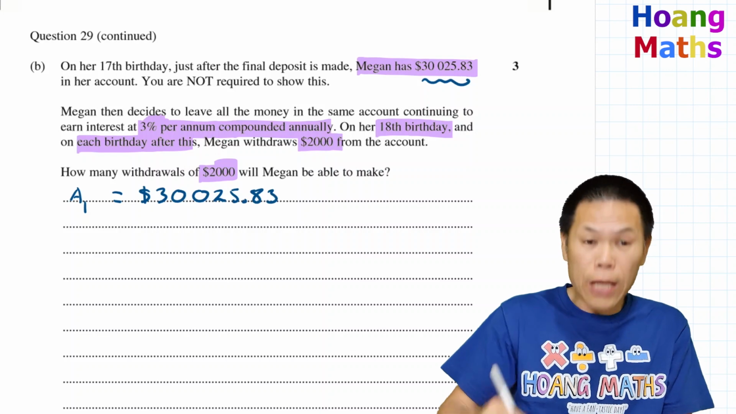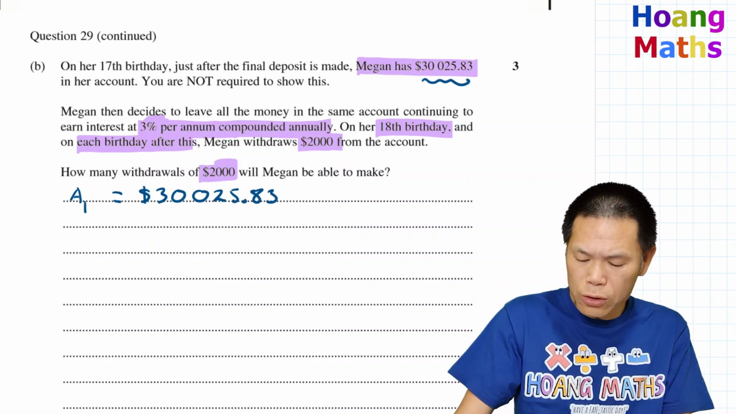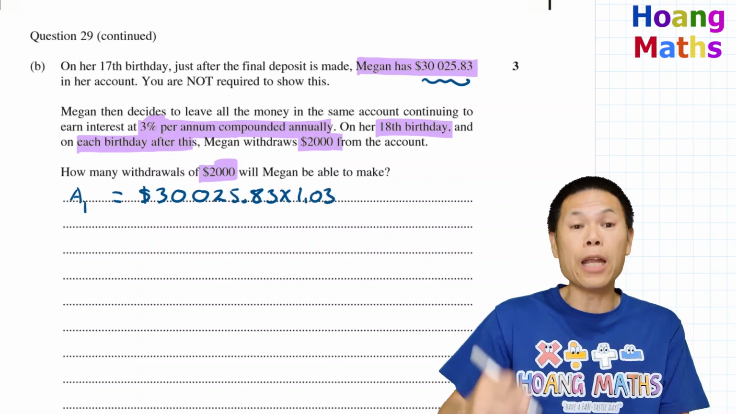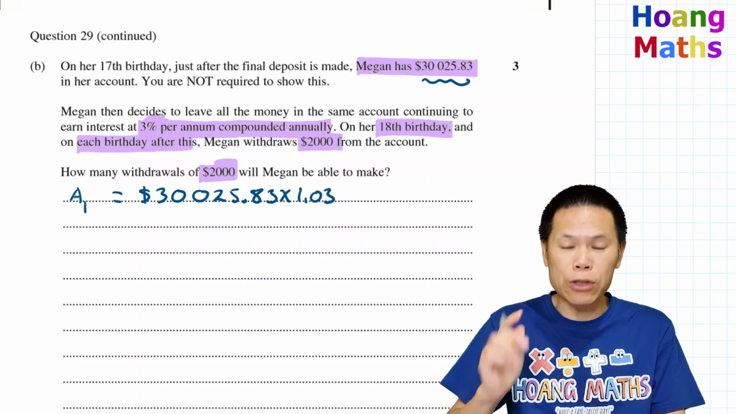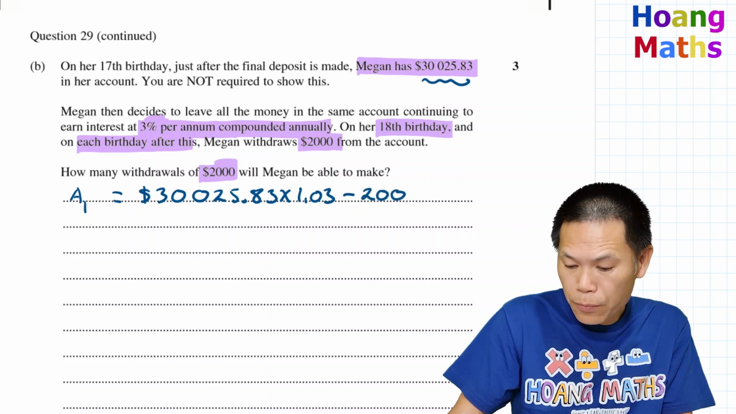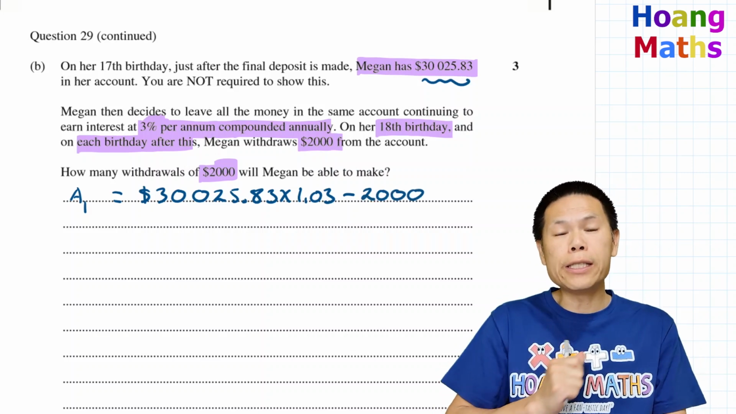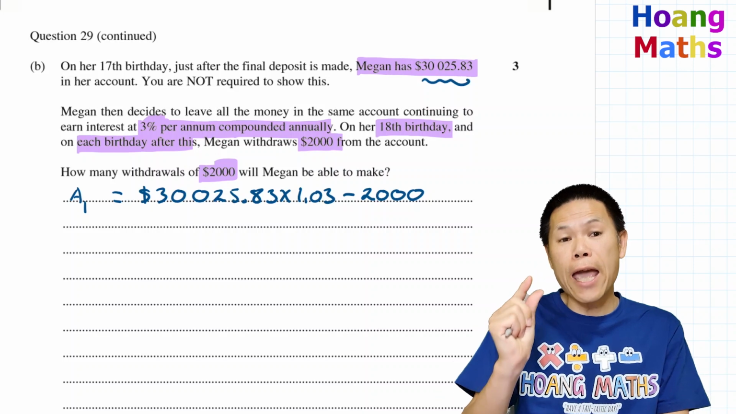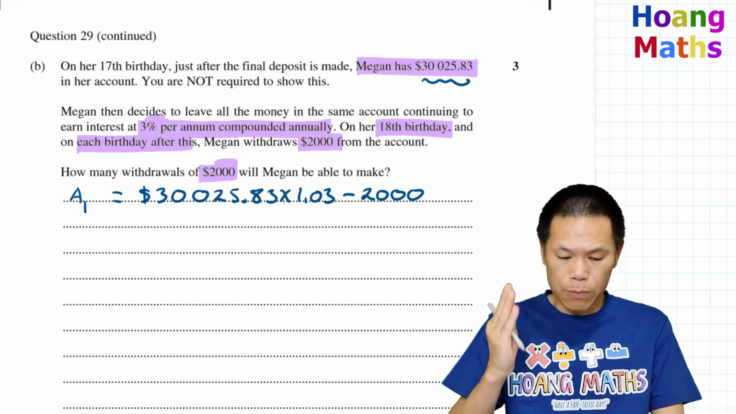$30,025.83. And she has interest on top of that. So the final amount would be like this, times 1.03. And of course, we withdraw $2,000, so we minus 2,000. So there you go. This is how much you have at the end of the 18th birthday. Okay, keep that in mind.